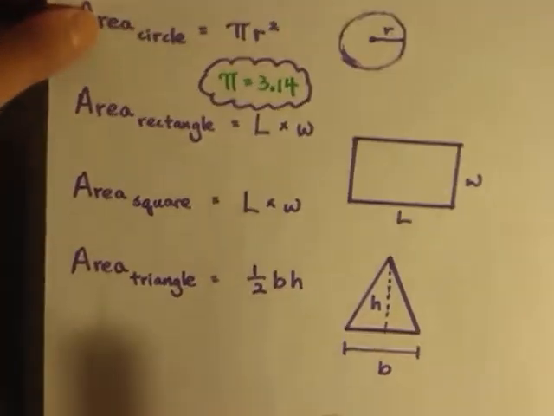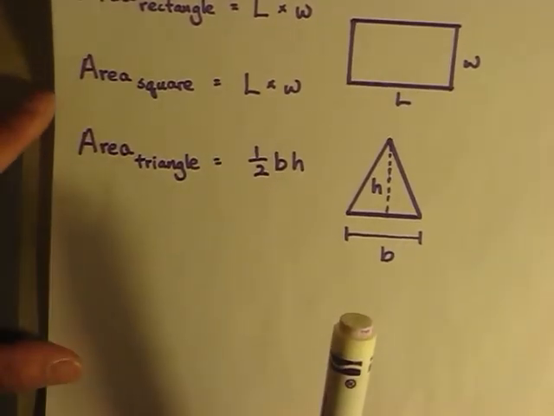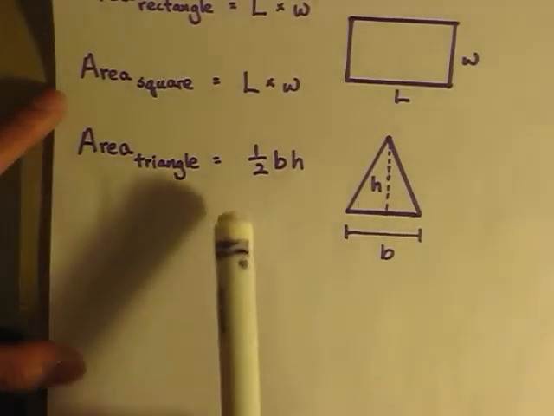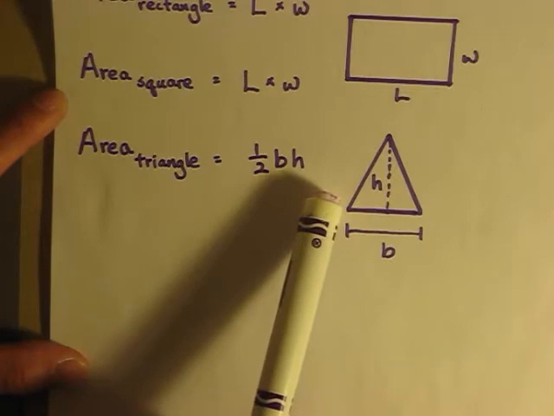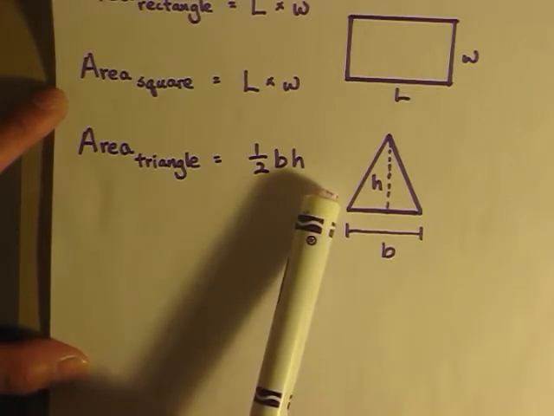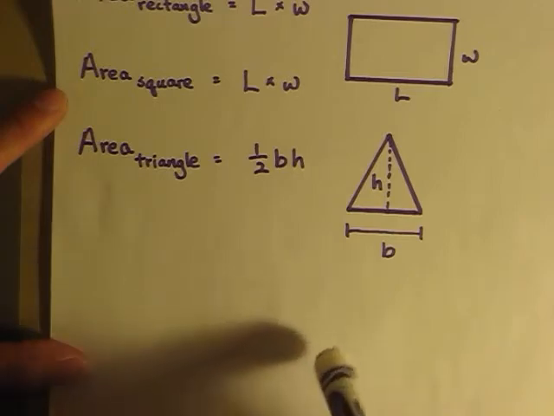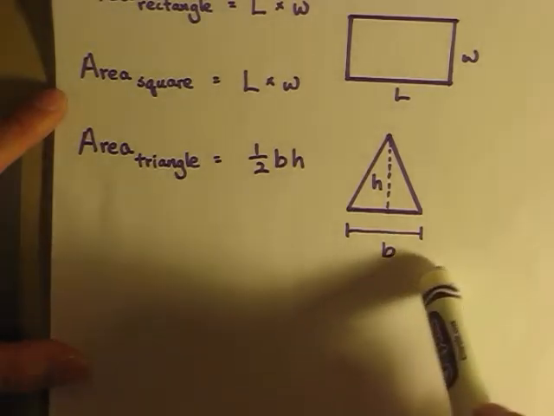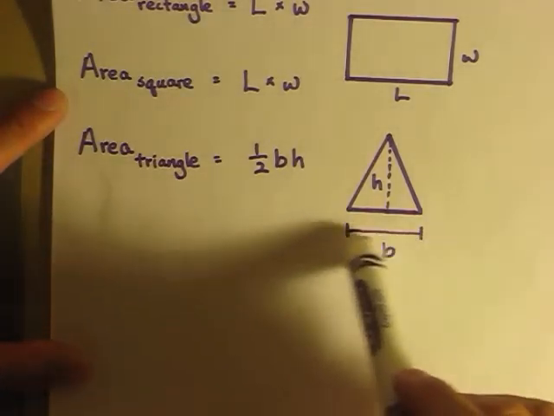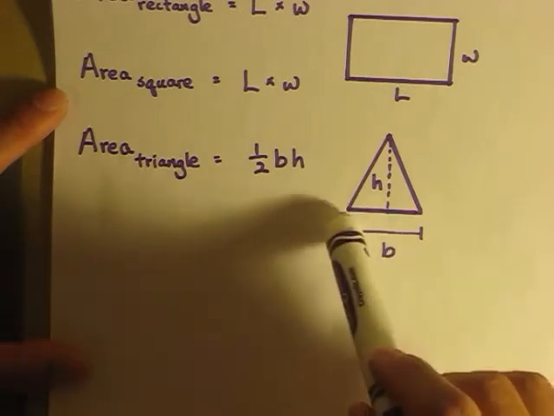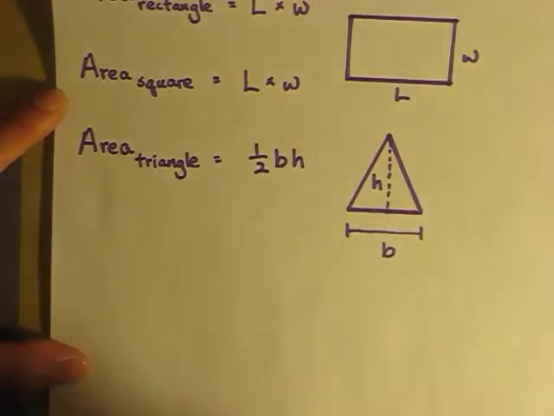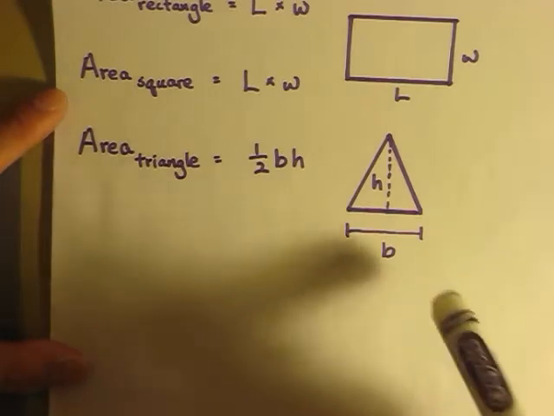Moving on to our last formula, and this is going to be the area of a triangle. This is 1/2 base times height. B stands for base, H stands for height. Base is going to be the length of your bottom side of your triangle. So whatever length the bottom side of the triangle is, that's going to be your B, your base.